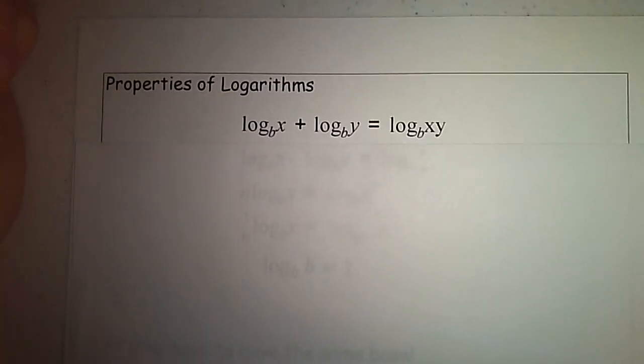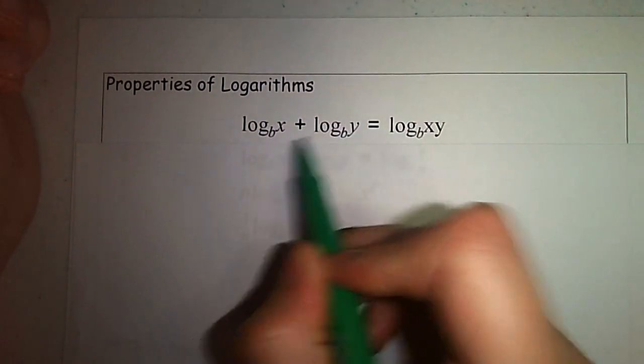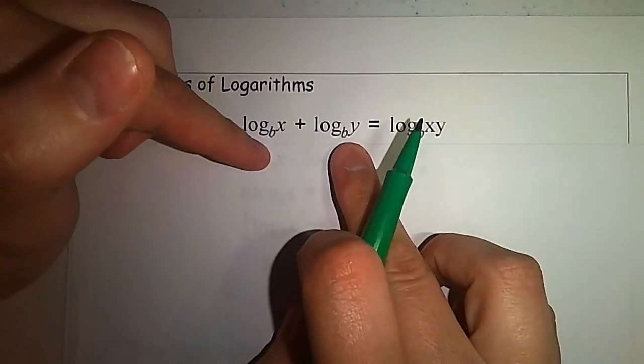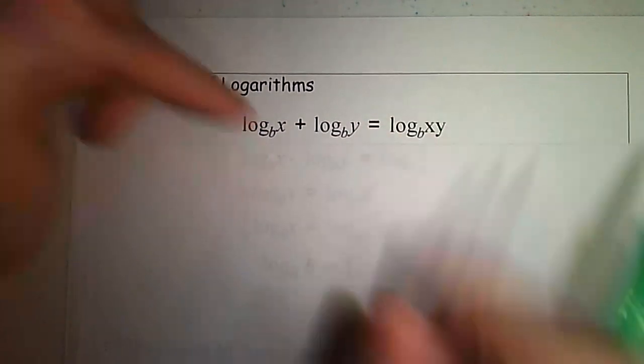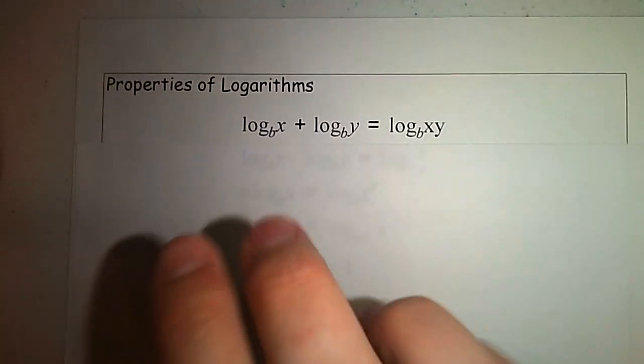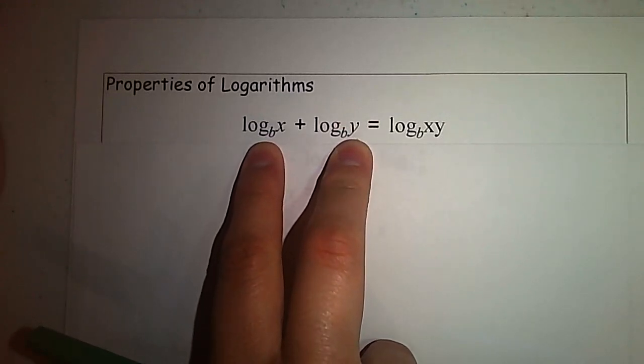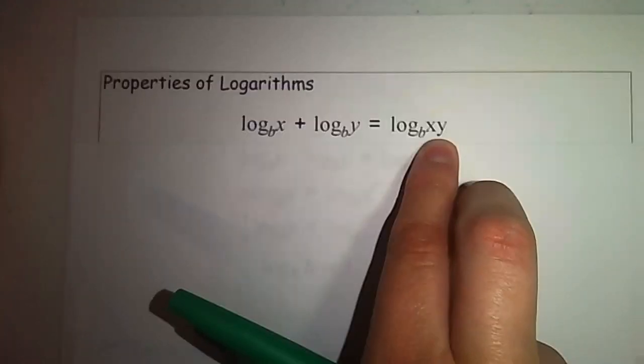All right, our first property looks like this: log base b of x plus log base b of y equals log base b of x times y. These are equivalent expressions. Again, notice the bases are the same. These properties only work when the bases are all the same. The key thing here is that when you are adding two different logarithms together, what you're really doing is multiplying their arguments together.